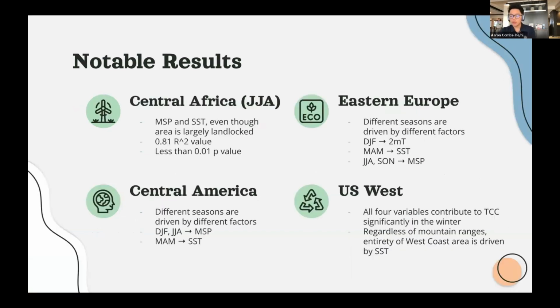I've also included some notable and unexpected results. Like I mentioned above, Central Africa has notable results based on its landlocked nature. Furthermore, in multiple areas, such as Central America and Eastern Europe, the dominating factor, not including total precipitation, changed based on the season. In Central America, winter and summer were driven by mean sea level pressure, whereas for the spring, sea surface temperature was a dominating factor driving total cloud cover.